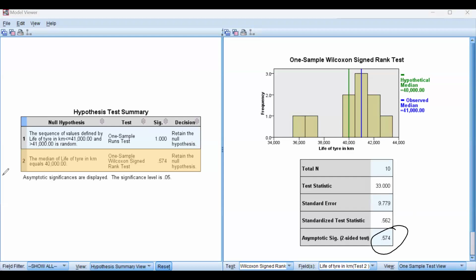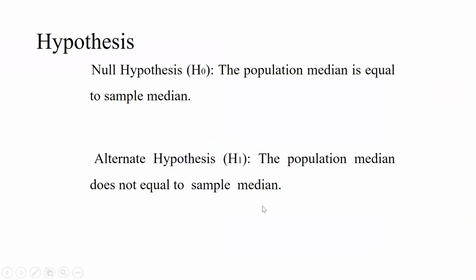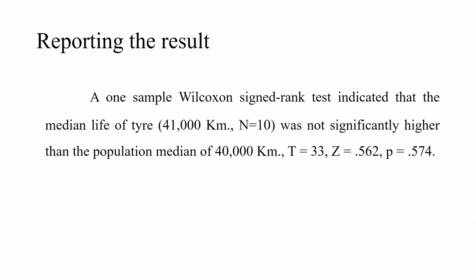Now the question is how to interpret this result in our research paper or thesis. The null hypothesis was that the population median is equal to the sample median. So the Wilcoxon signed rank test indicated that the median life of tire, 41,000, was not significantly higher than the population median. Okay. The second test is the Mann-Whitney U test.